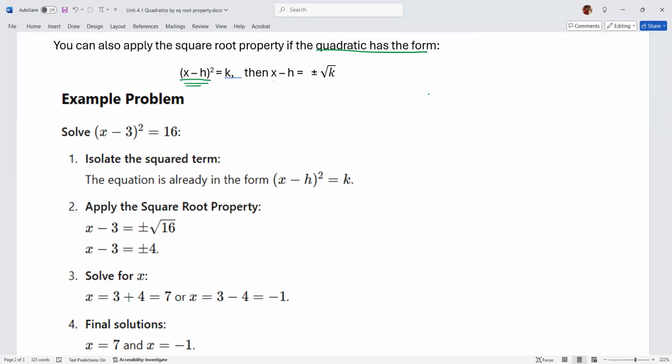When you do that, the x minus h will come out from the square term, and then it'll be plus or minus the square root of k. So you can see as on this example, this is already in that form. Since it's quadratic in form, I take the square roots of both sides. So the square root of x minus 3 squared gives me x minus 3. The square root of 16 is plus or minus 4. So here I have removed the square term, and I do have plus or minus 4 after taking the square root of the right.